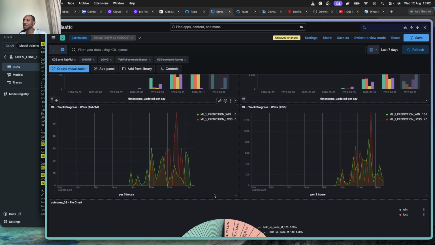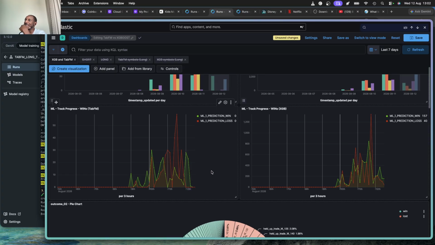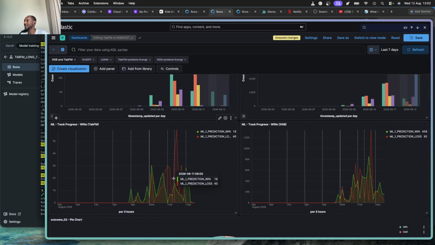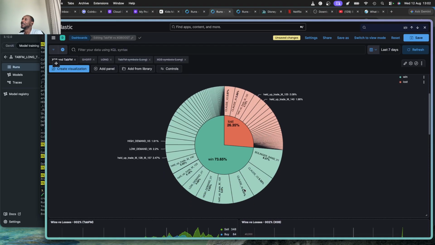All right, this is really important because this shows us the failed predictions. Red means that I predicted it to win, but it actually failed. You can see it really spiking here on the 11th. That's not good. And XGB seems to be doing that a lot more often. But for now, they're both simulating the same.